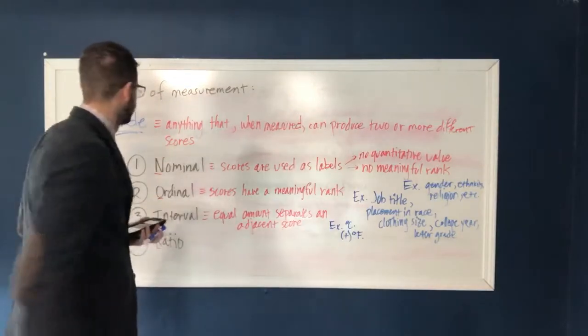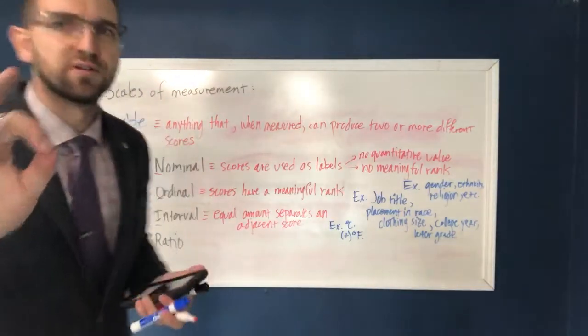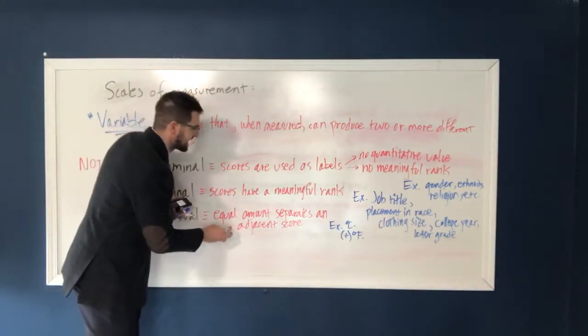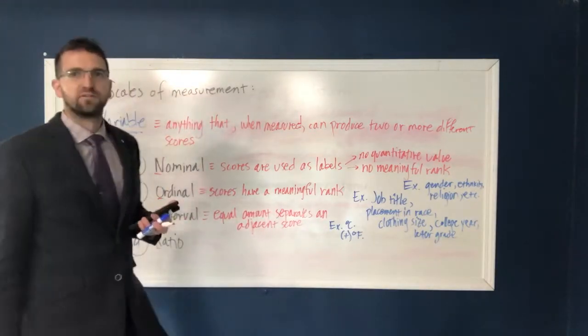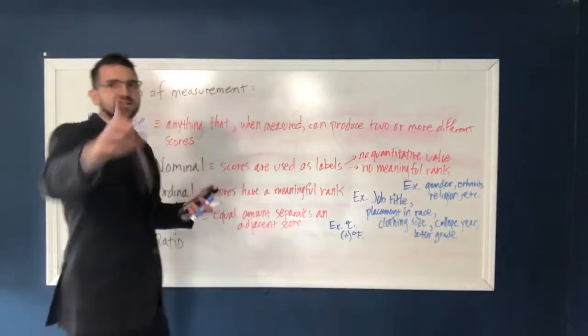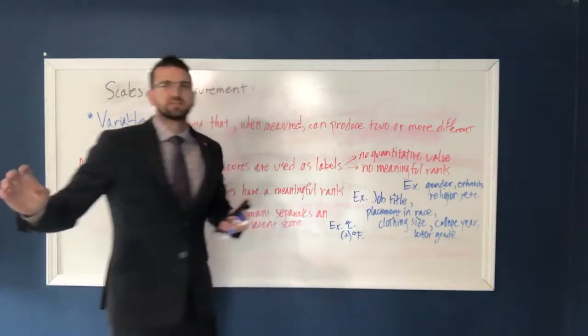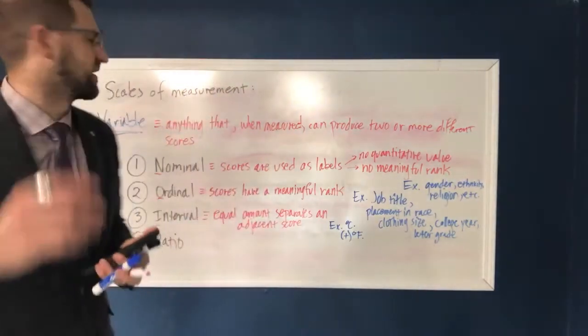So what separates interval variables from ordinal variables? It's this concept: interval variables have an equal amount that separates adjacent scores. What? Yeah, that's kind of confusing, but it's not. So check it out. The example that I have is both Celsius and Fahrenheit. Let's go with Fahrenheit.